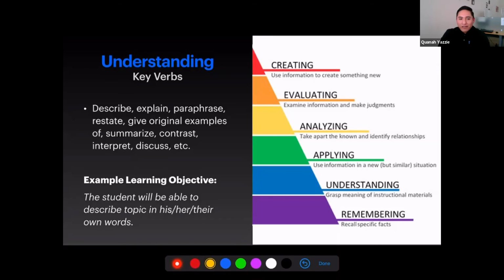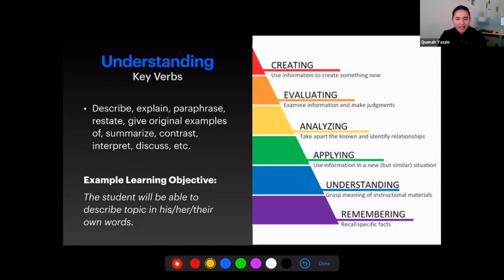So the example learning objective here is that the student will be able to describe the topic in his, her, their own words. So right now, we're at a stage where you understand everything. You understand all the information you just talked about. You took into consideration both perspectives of different people. You analyze what could happen, what the consequences are, what the policies are, and stuff like that, right? You understand all of that information now, which is this level here, understanding.